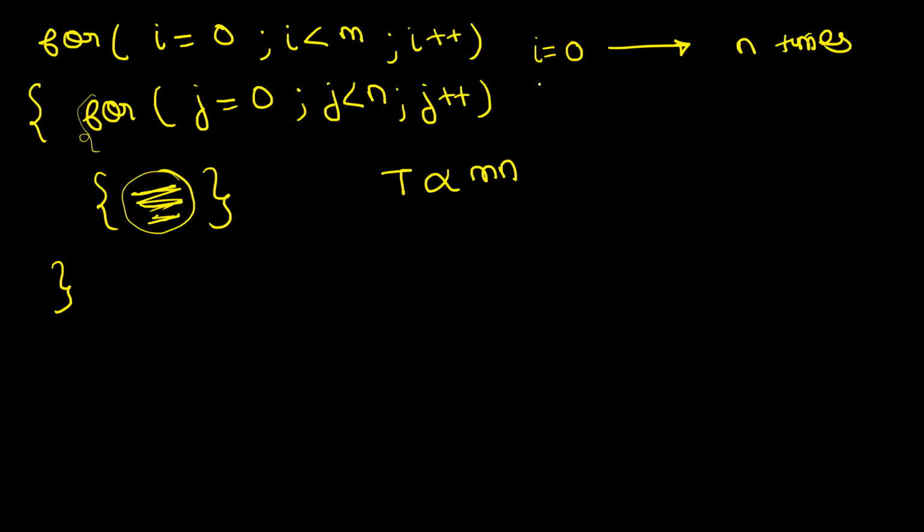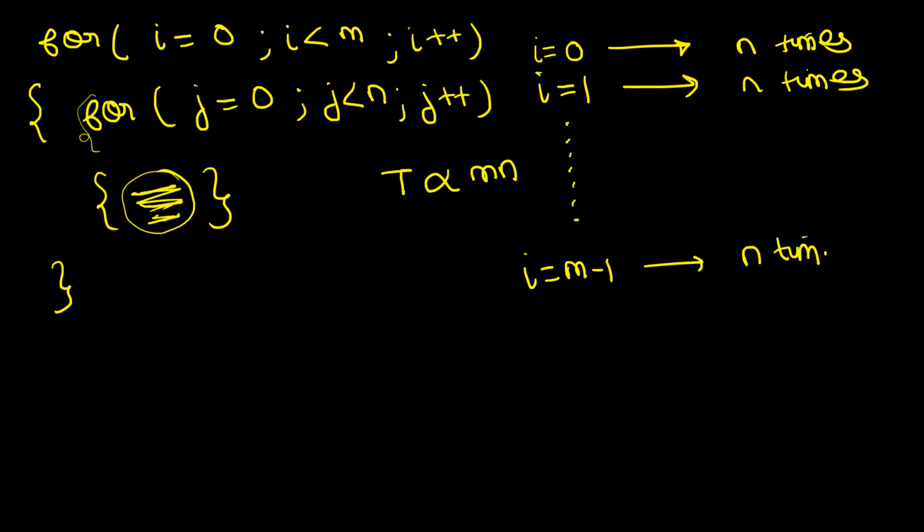Okay. Then the value of I will become 1. And again, you will see that the inner for loop runs for n times. Likewise, I will take values till where? Can anybody help me? Not m. Till m minus 1, I will take a value. So for I equal to m minus 1, again the inner loop will run for n times.